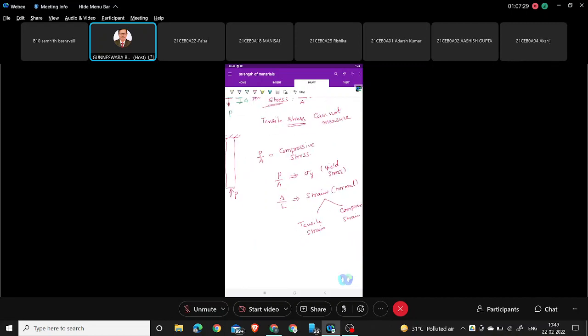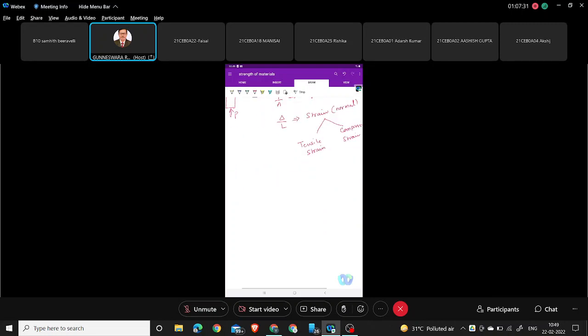Is it clear? Say, for example, you have a bar subjected to axial tension, and P is the force. If you apply gradual increments of load P, there will be extension delta. So you draw a graph between this P and delta. Already I have told you, it is linear.